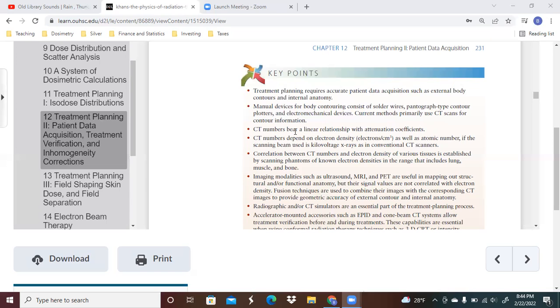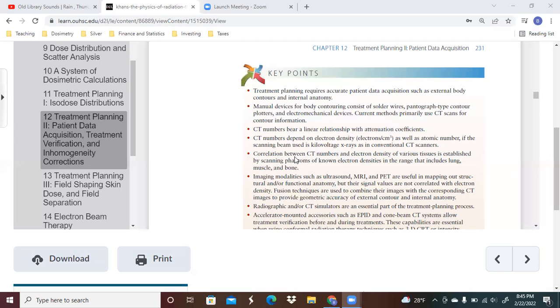We're not going to cover those here because, quite frankly, that is a waste of your time. So the CT numbers are going to bear a linear relationship with attenuation coefficients. And what that means is that the CT numbers depend on electron density as well as atomic number if the scanning beam used is kilovoltage X-rays, as in conventional CT scanners.